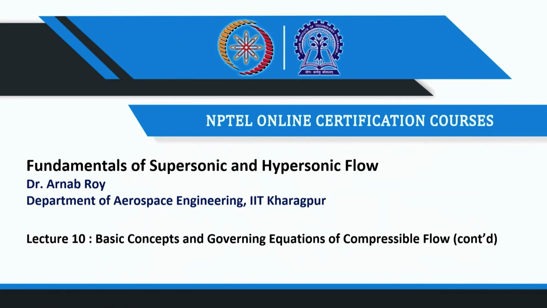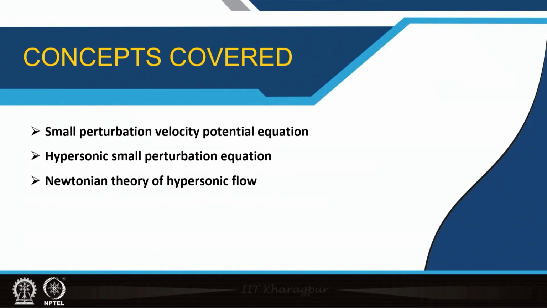We come to the last lecture of week 2. Here we will complete our discussion regarding the velocity potential equation. We will take it to its small perturbation form and then try to derive some expressions for pressure coefficient. Then we will look at the hypersonic small perturbation equation and see how the perturbation equation for a supersonic flow compares with hypersonic flow. Finally, we will end with a discussion on Newtonian theory of hypersonic flow, which is based on local surface inclination.